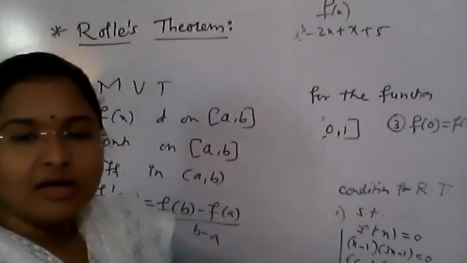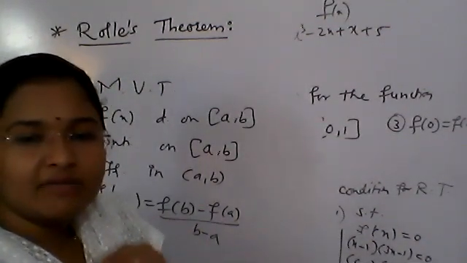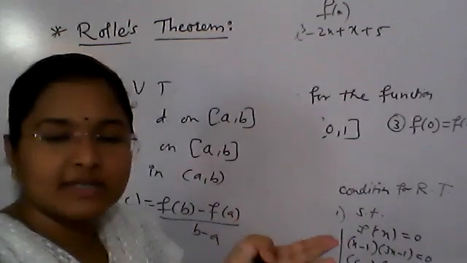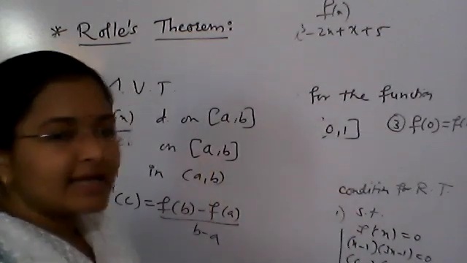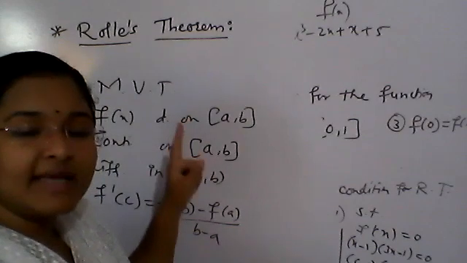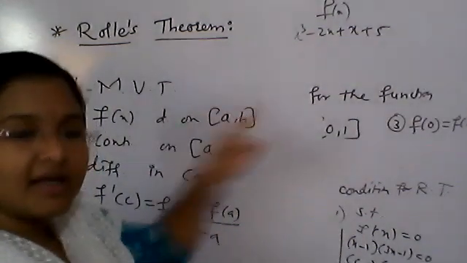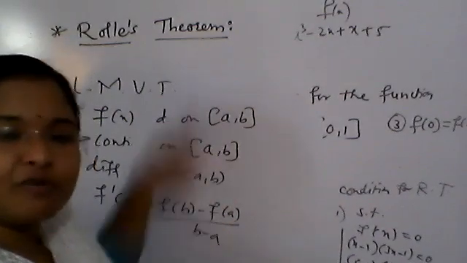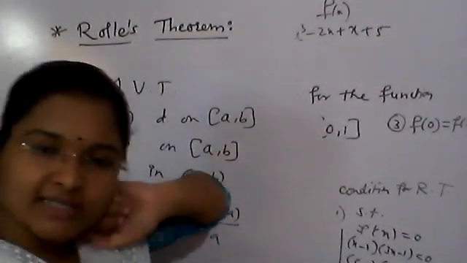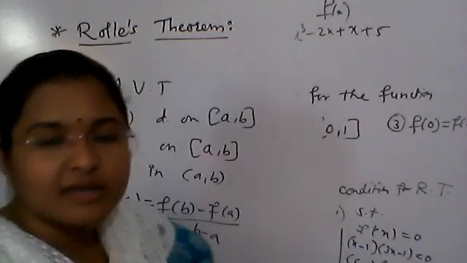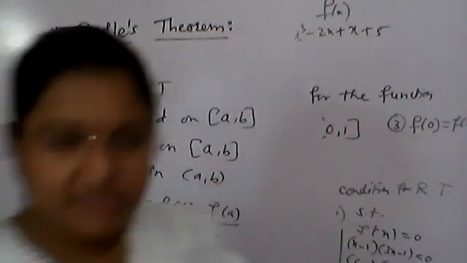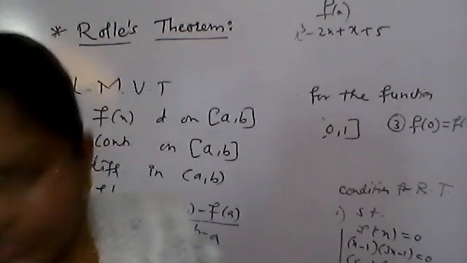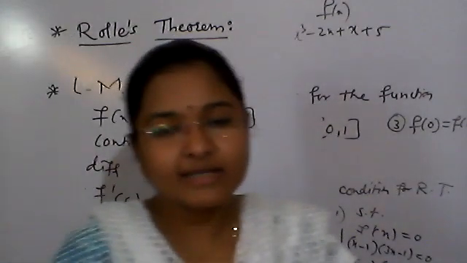Yes, ma'am. LMVT, Lagrange's mean value theorem, is a generalized form of Rolle's theorem, because in Rolle's theorem we were taking f of b equals to f of a. Now here if we put f of b equals to f of a, then again we'll get the form for Rolle's theorem. Yes, ma'am. Okay. So like this only, and questions are also the same. You just have to verify either Rolle's theorem or Lagrange's mean value theorem.